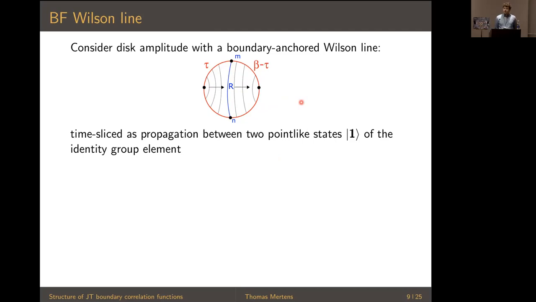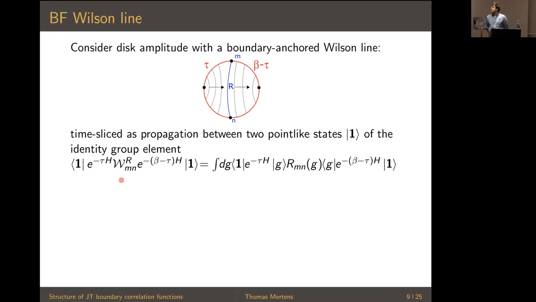And to evaluate this, we will time slice this as propagation, as I've shown already in the picture, between these 2 points here, where I insert the identity group element. You propagate from the left here, you encounter this Wilson line, and you propagate further until you reach this point. So using this time slicing, you can write the amplitude in this way, where this W here is the Wilson line insertion. Now, to evaluate this, you would insert a complete set of states in the group element basis, as I've done here. And that way, the Wilson line just becomes a representation matrix, as I've written here.